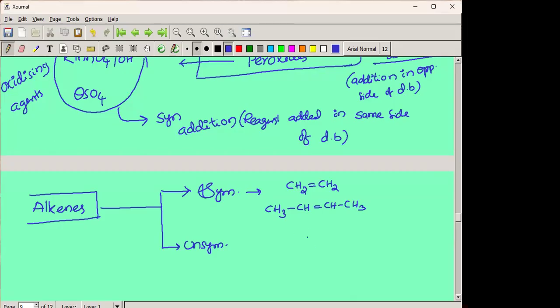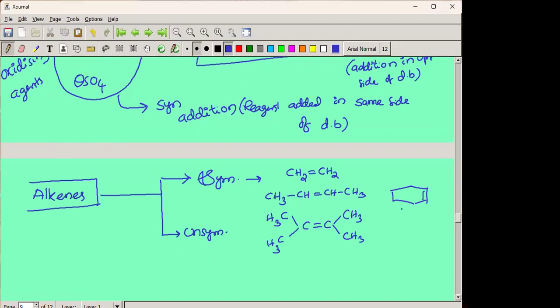Okay. So here, if we go with 4 methyl groups, that is 2 methyl groups on 1 carbon atom, and the remaining 2 on the other carbon atom, this is also a symmetrical one. And cyclohexene, this is also a symmetrical one. So these are all symmetrical alkenes.